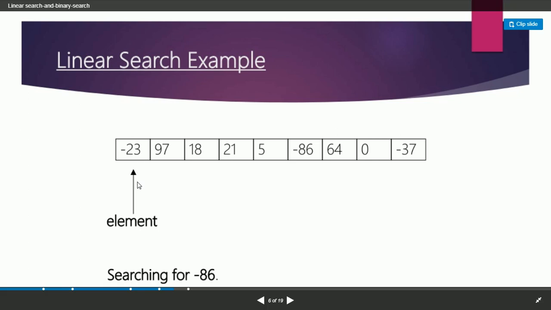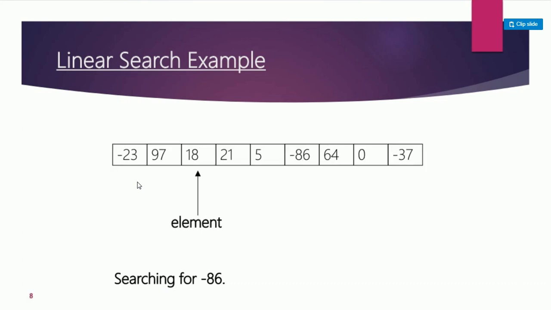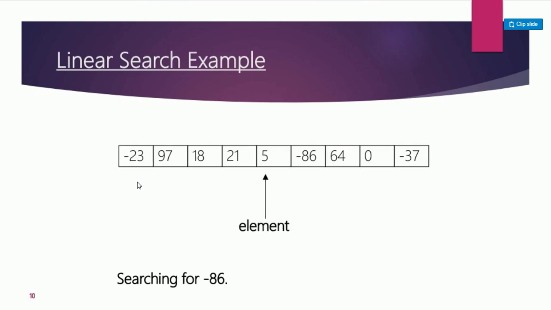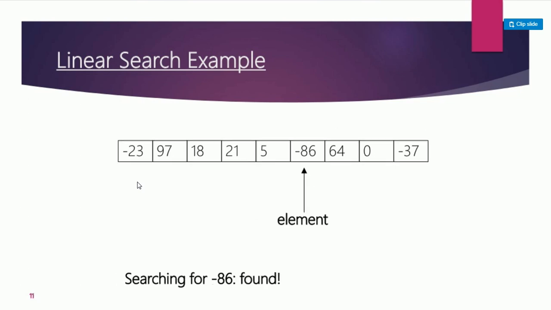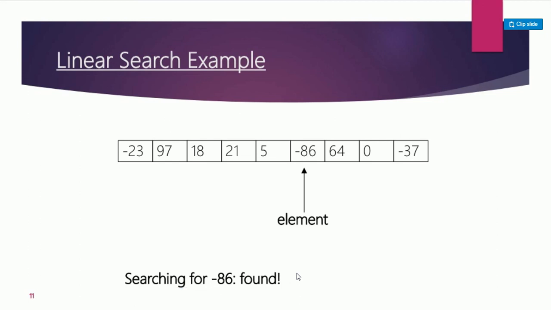Is this equal? No. Again we compare 97 with minus 86, not equal. Again we compare 18, this is not equal. Again 21, not equal. Again this element is 5, not equal. Again this is minus 86. So the search for minus 86 is found. So linear search has successfully found the element.